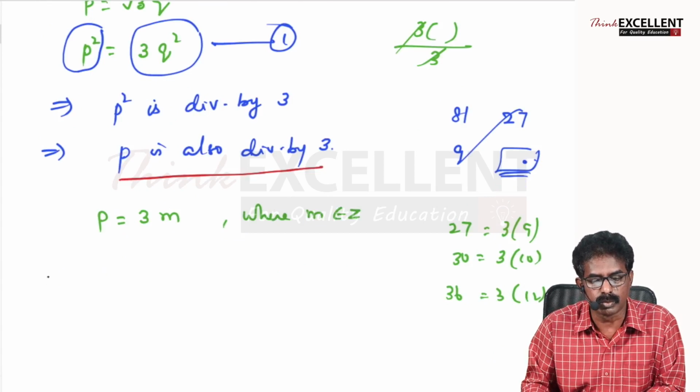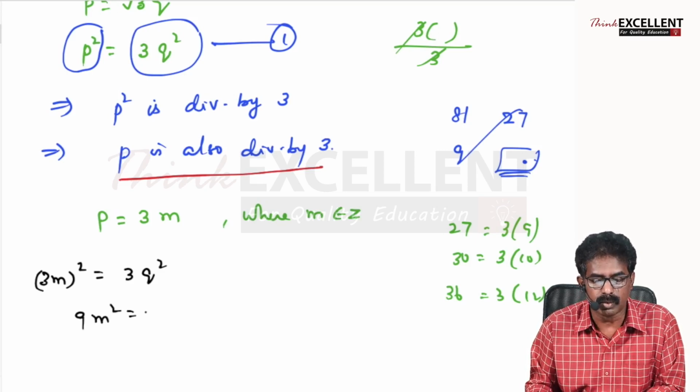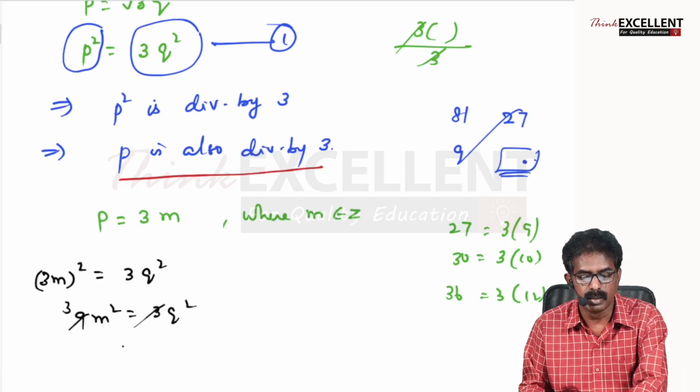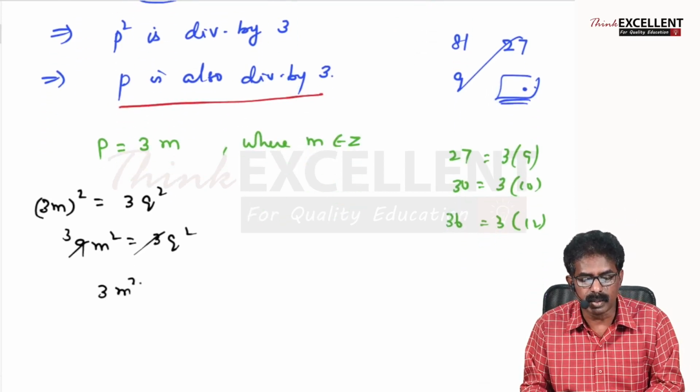3M the whole square equal to 3Q square. So expand the left side. 3 square is 9M square equal to 3Q square. 3 on both sides you cancel, you will get 3M square equal to Q square.